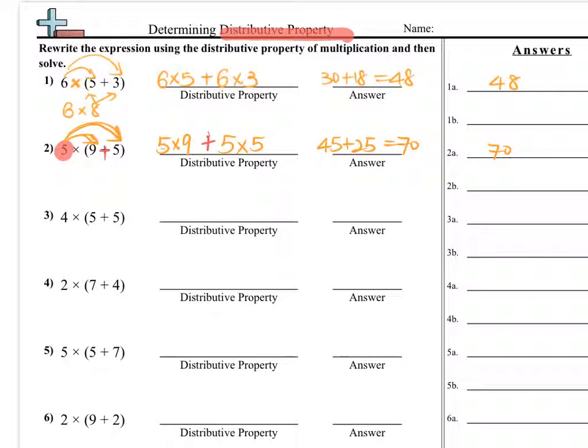So one more example, and I think I'm going to do number 4 instead. So again, it's a multiplication. I've got a parentheses. I've got an addition inside. I start distributing the 2. 2 times 7 plus 2 times 4, which is 14 plus 8. That should give me 22.